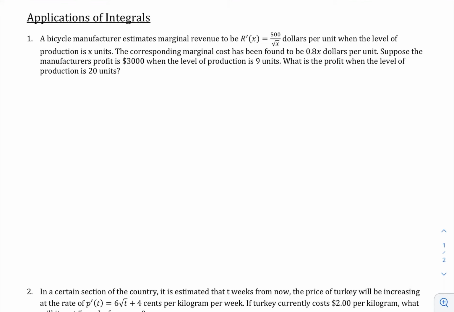We have learned about the definition of the antiderivative and how to integrate by using a few techniques. So now we're going to do two applications of integrals.